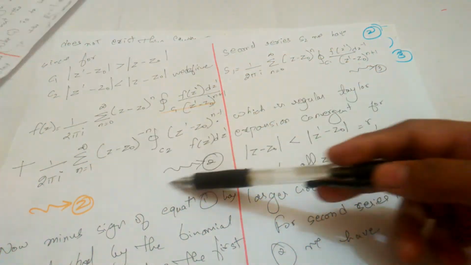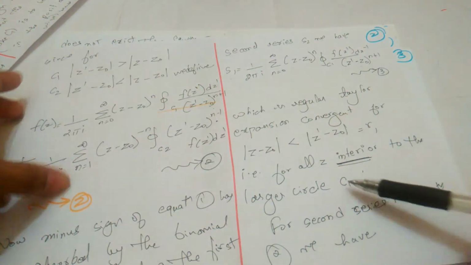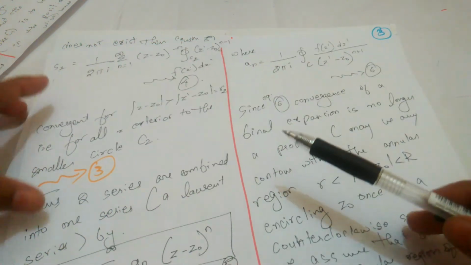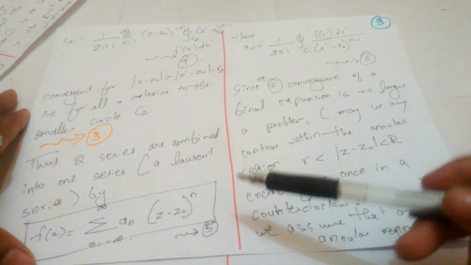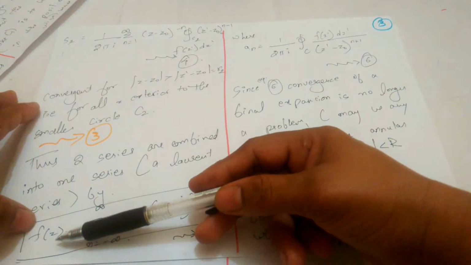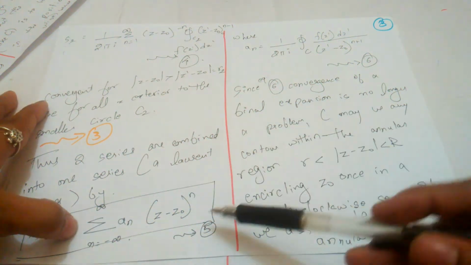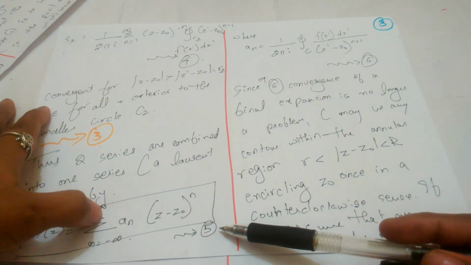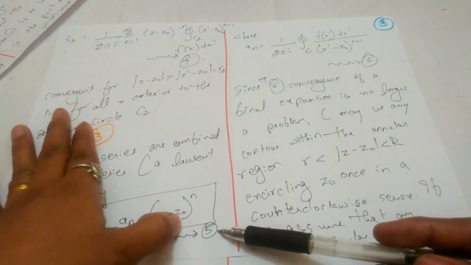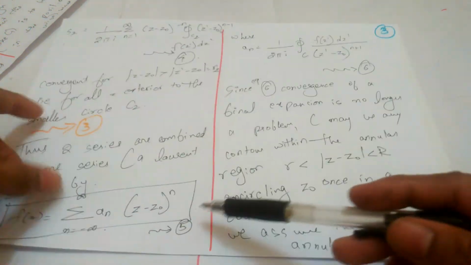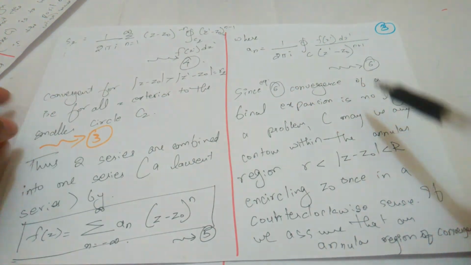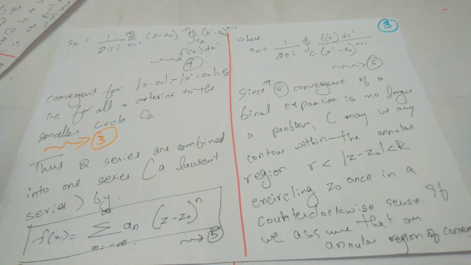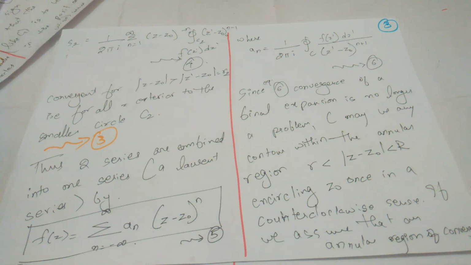Then what I have done, we have separated these two terms into S1 and S2, and then we have written it in a combined form. That combined form can be represented as f of z is equal to summation of n equals minus infinity to infinity a of n (z minus z naught) to the n, where a of n is equal to this. So this is just a 3-step proof, easy to learn and remember.